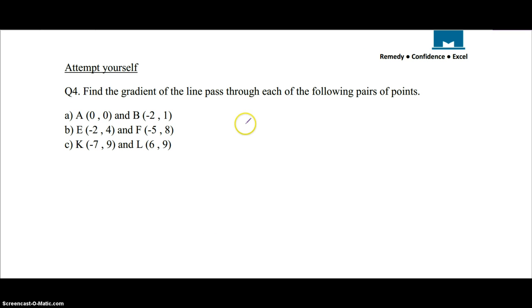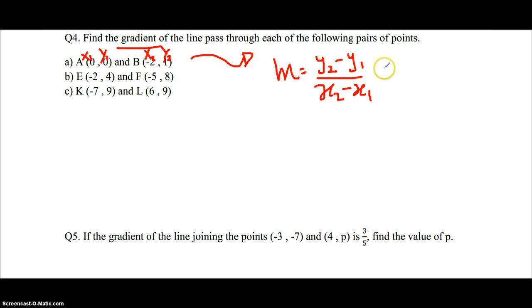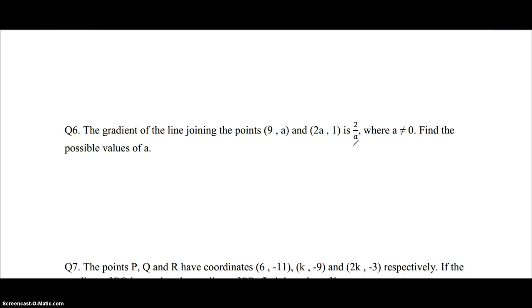Okay, you can solve this yourself. For this exercise, you can also attempt it yourself. Find the gradient of the line that passes through points A and B. To start off, always remember to label them x1, y1, x2, and y2, and then substitute into the formula m equals y2 minus y1 over x2 minus x1. This formula is really important. You have to memorize it. It's not given during your exams.